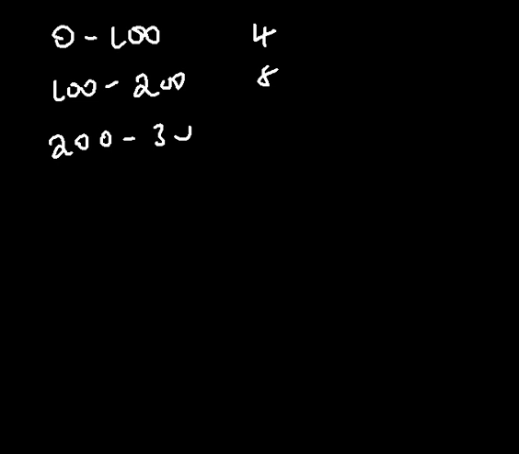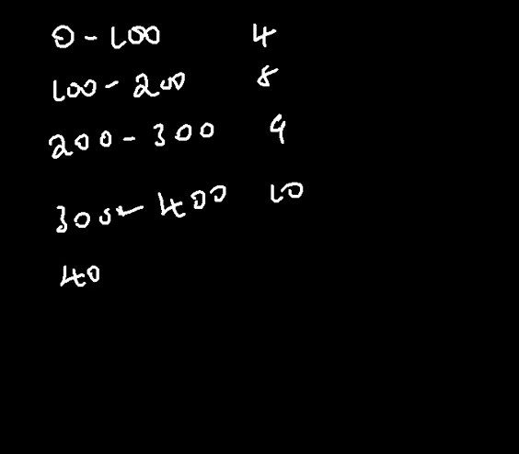Let's say we have the data given to us, with classes from 0 to 100, whose frequency is given as 4, and 100 to 200, whose frequency is given as 8. And let's say 200 to 300, whose frequency is given as 9. 300 to 400, let's say the frequency is given as 10.